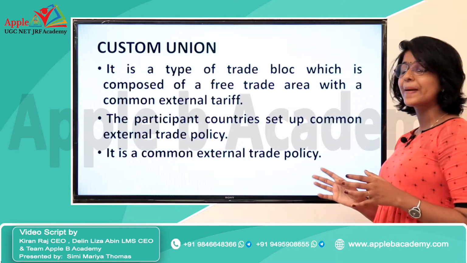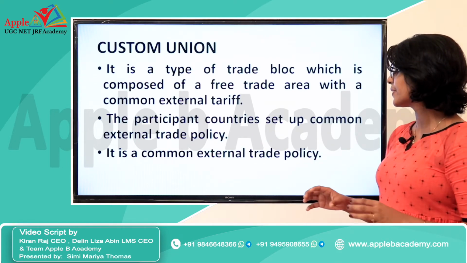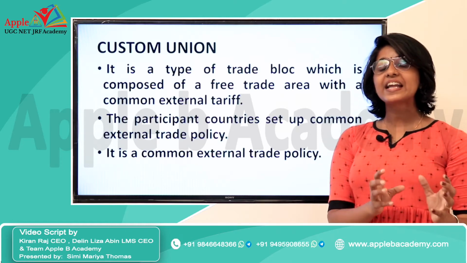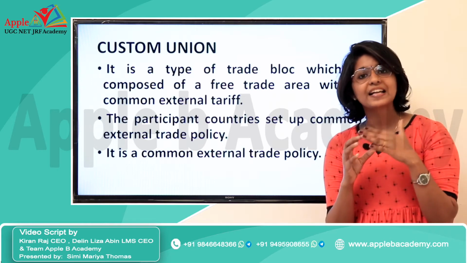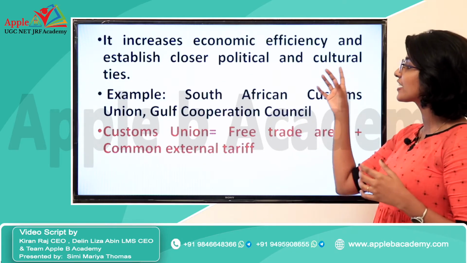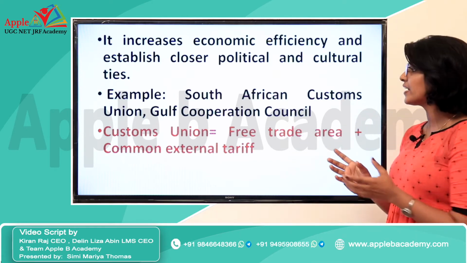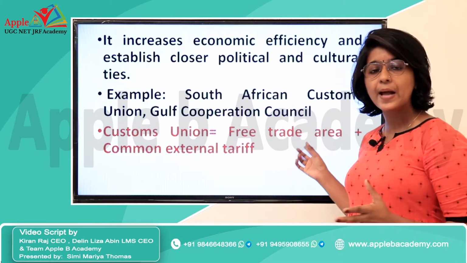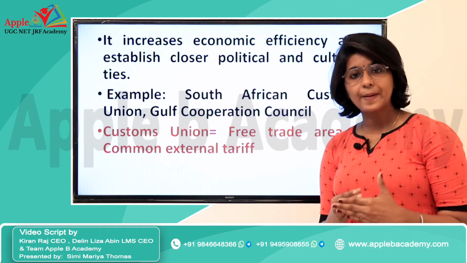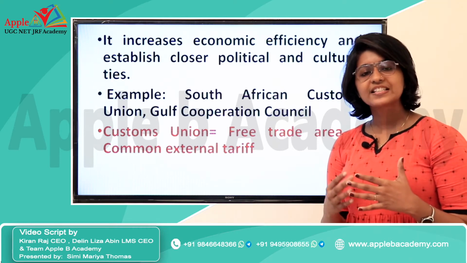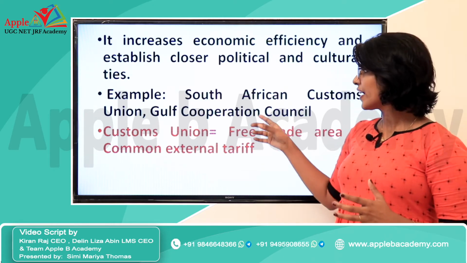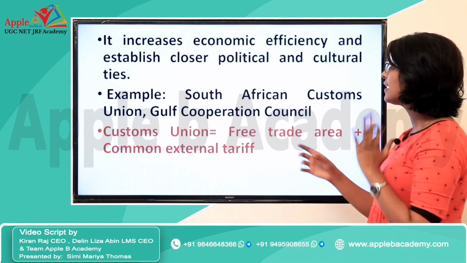The participant countries set up a common external trade policy, or common external tariff. So a free trade area with the common external tariff set by the member countries will give you the customs union, and it increases economic efficiency and establishes closer political and cultural ties. Examples of the customs union are the South African Customs Union, Gulf Cooperation Council, etc. Because there is a free trade area, that means there is cooperation of at least two countries relating to reducing trade barriers. They reduce the import quotas by taking away the tariffs, etc., and increase the trade, and along with that there is a common external tariff decided by the member countries.